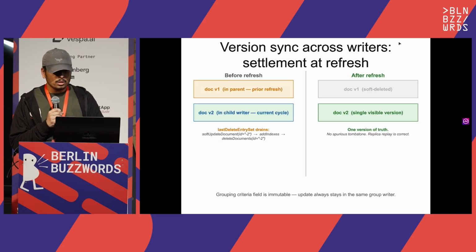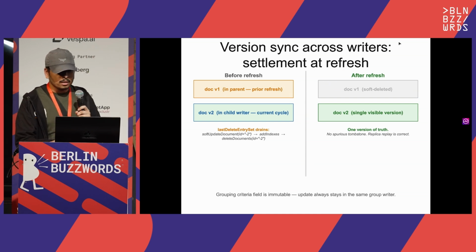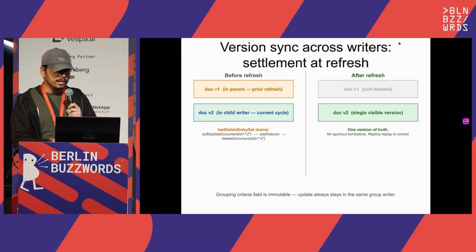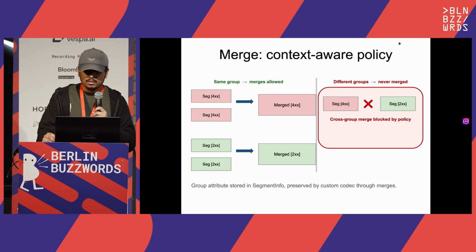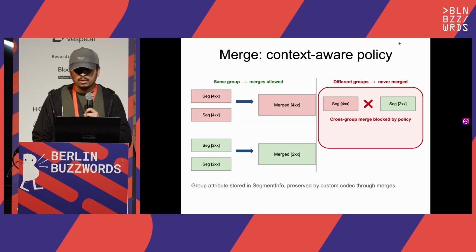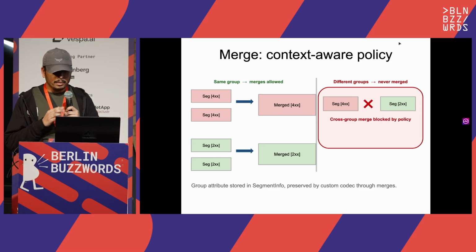So till now, we have talked about how ingestion happens, how we make it available to the refresh, and how we are taking care of version synchronization and keeping it consistent. There is another scenario that we need to handle with context aware segment, and this is something which we need to handle during compaction.